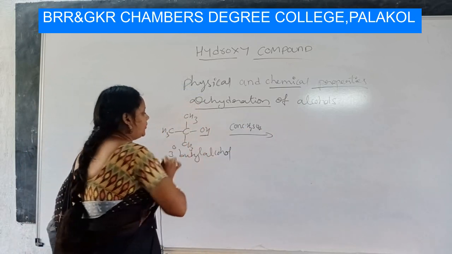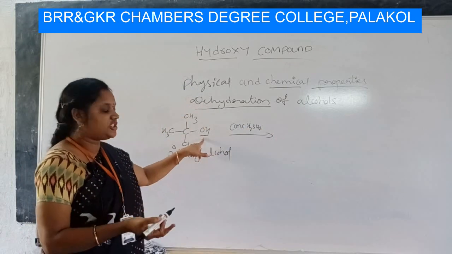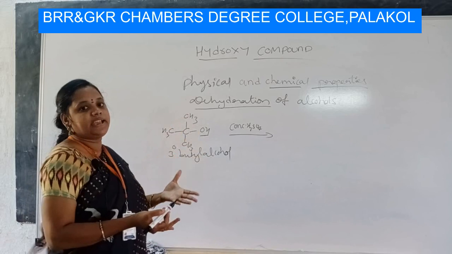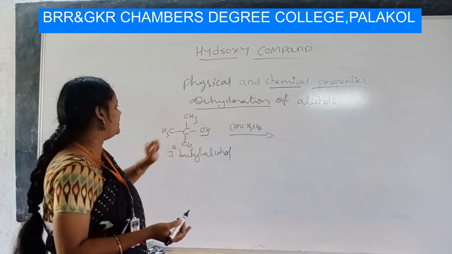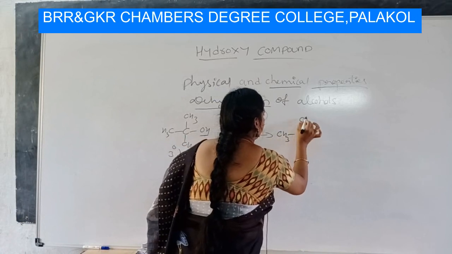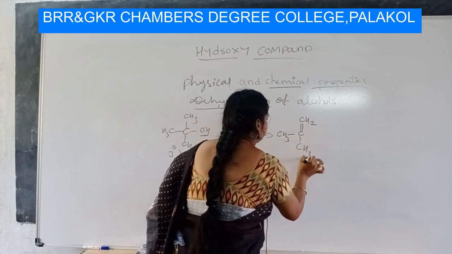So the OH group will be removed from here. The hydrogen may be removed from this carbon or this carbon or this carbon, and it will give you the same product. I am removing it from this carbon. You will get CH3C double bond CH2 CH3.